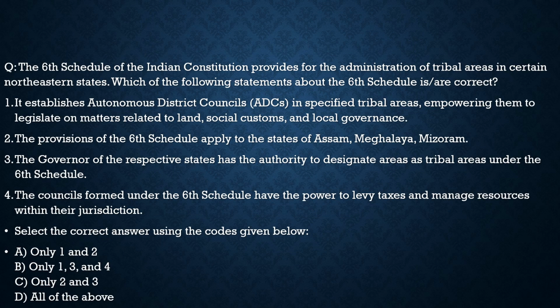Here the question says, the sixth schedule of the Indian Constitution provides for the administration of tribal areas in certain northeastern states. Which of the following statements about the sixth schedule are correct? First statement, it establishes autonomous district councils in specified tribal areas, empowering them to legislate on matters related to land, social customs, and local governance. Correct, nothing wrong with this statement. Second statement, the provisions of the sixth schedule apply to states of Assam, Meghalaya, and Mizoram.